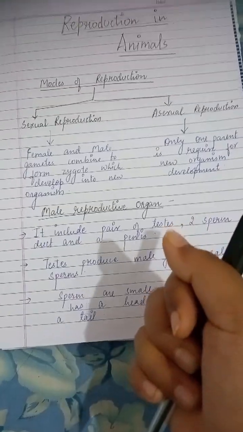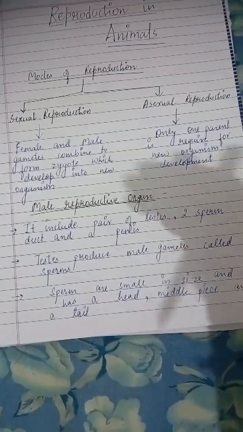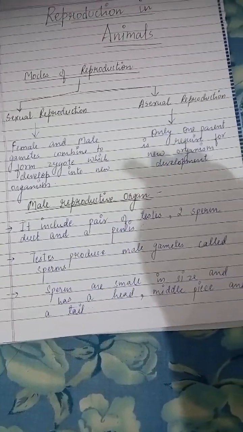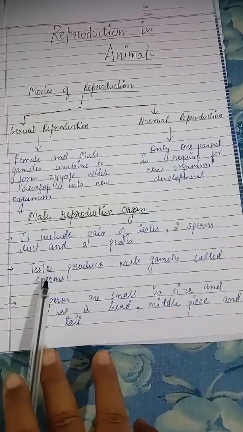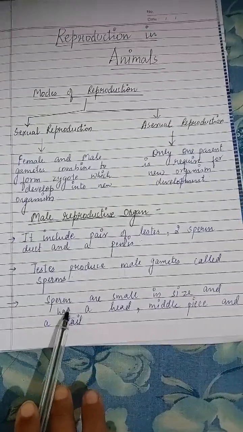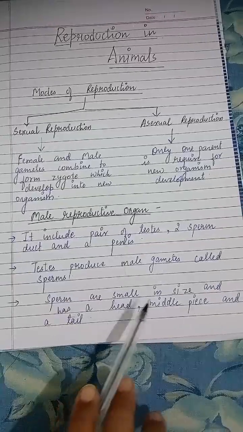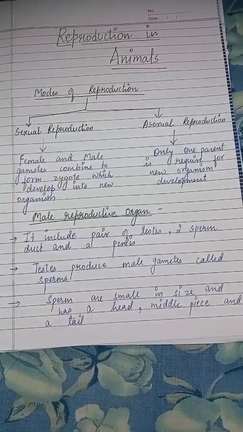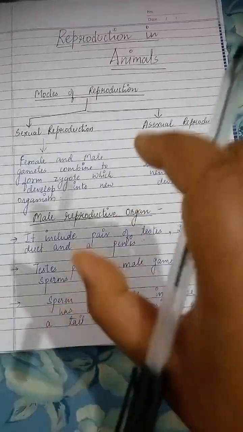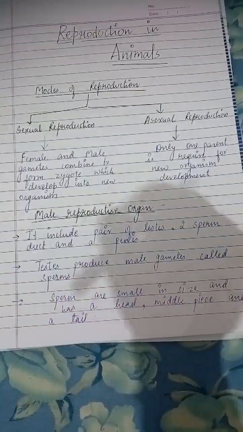And the penis is the external organ of the male reproductive structures, and it is situated outside the body. Why is it situated outside the body? It is situated outside the body to maintain the temperature, right? Okay. See, it is written here. Testes produce male gametes called sperm. Sperms are small in size, and a sperm has a head, a middle piece, and a tail. Correct? This is the basic structure of a sperm: the head region in the upper part, then the middle piece, and lastly the tail.